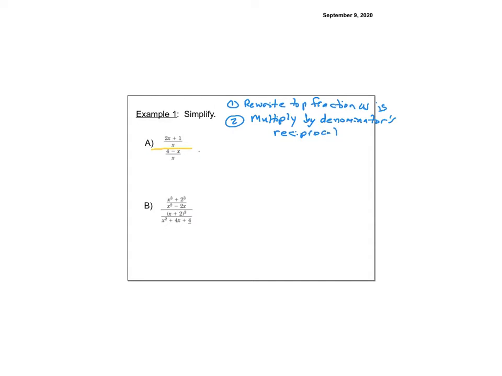What does that look like? It looks like 2x plus 1 over x, that's rewriting the top fraction as is, times the reciprocal of the fraction in the denominator. So the reciprocal of 4 minus x over x, you just flip it and it becomes x over 4 minus x. Now, we can cross out anything in the numerator with something in the denominator, and they have to perfectly match. So you've got an x over x, cross them out. So we are left there with 2x plus 1 over 4 minus x.